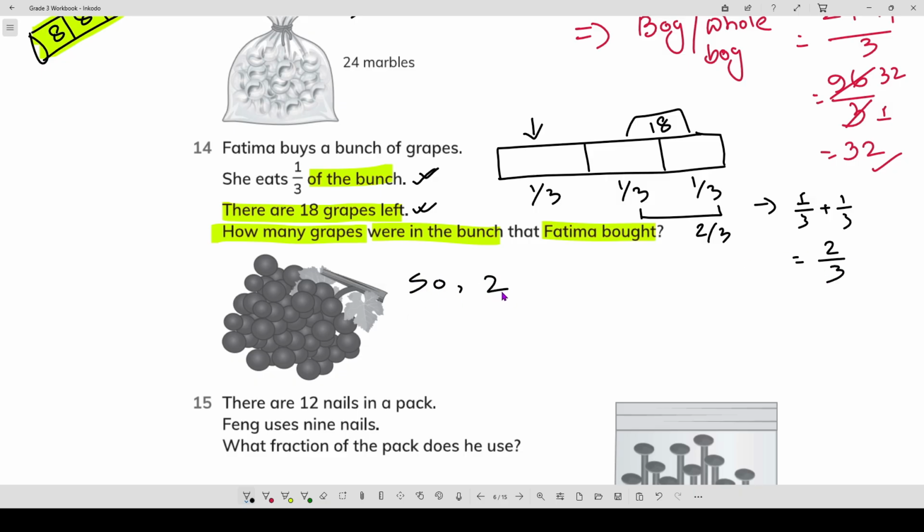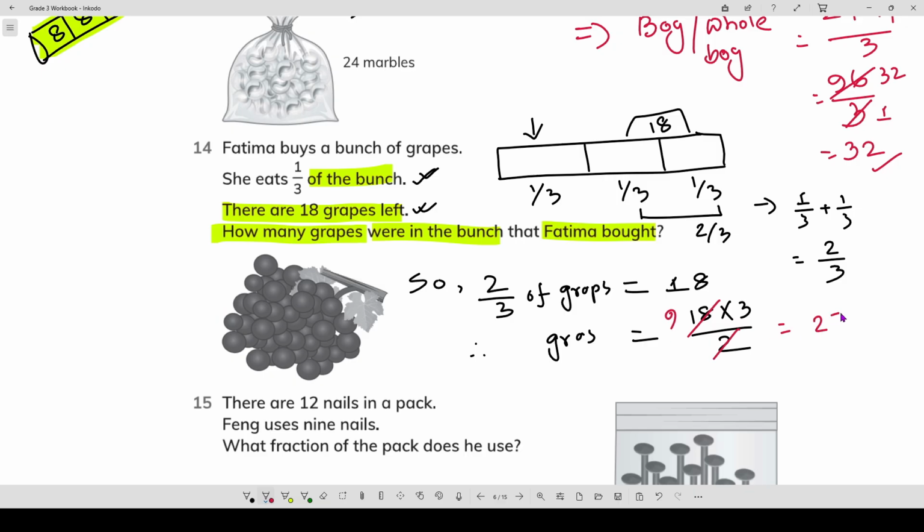So 2/3 of what? Grapes equals 18, right? So we can say grapes equals 18 times 3 divided by 2. We can divide 18 by 2, it's 9. So 27. So how many grapes were in the bunch that Fatima bought? Total 27.